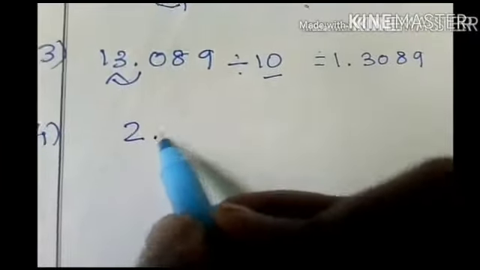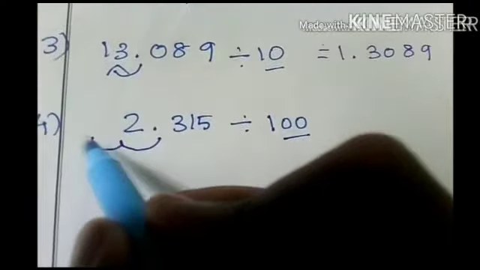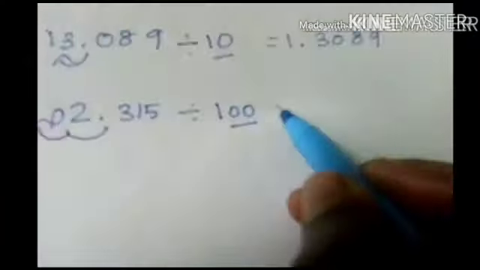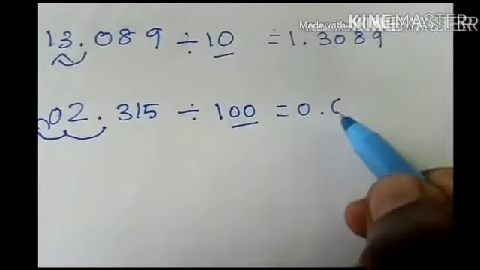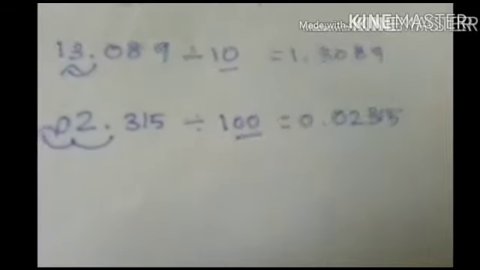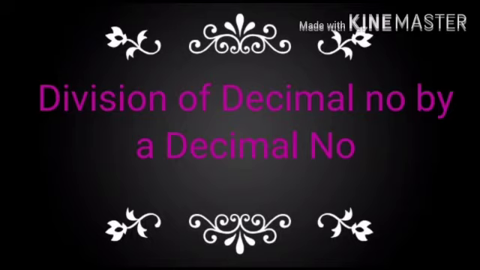Fourth one, 2.315 divided by 100. 100 has two zeros, so we shift the decimal point 2 places to the left. We add a 0, so your answer is 0.02315.